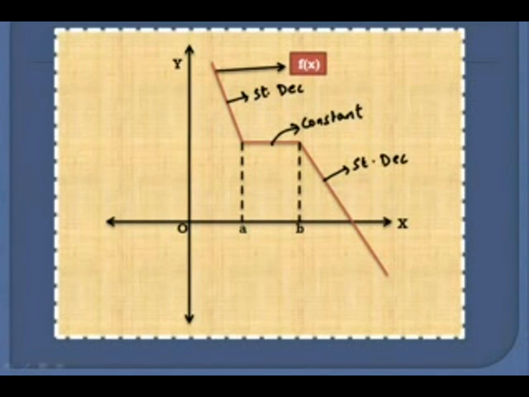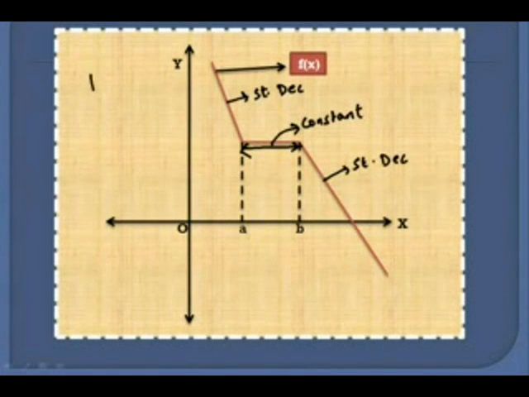This is not a strictly decreasing function because of this interval, because for this we see that f of a is equal to f of b. So we can say that it is a strictly decreasing function for values of x which are less than a and for values of x which are greater than b. And for this interval between a and b we see that it is a constant function.